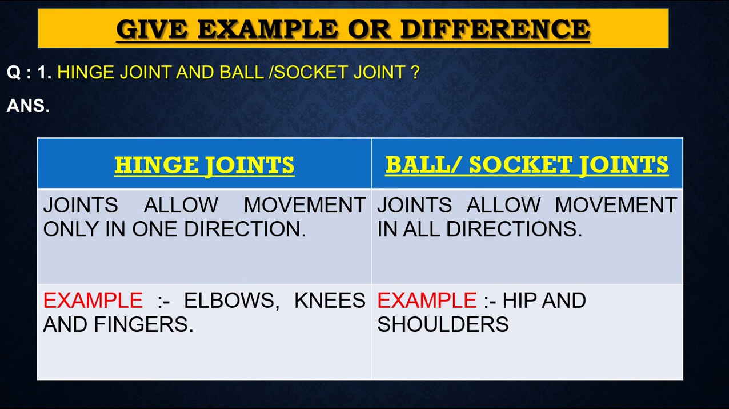Hinge joint. Hinge joints allow movement only in one direction. Hinge joint is the joint which allows movement in only one direction. Example: elbow, knees, fingers. Ball and socket joints allow movement in all directions. Ball and socket joint is the joint which can move in all directions. Example: hip and shoulders. Our shoulders can move completely.